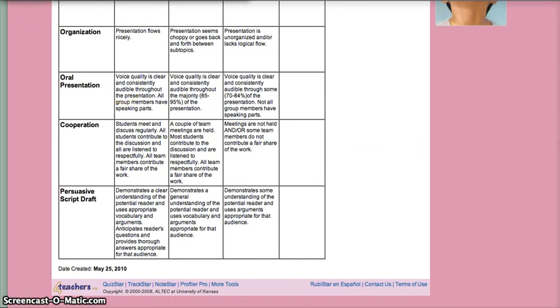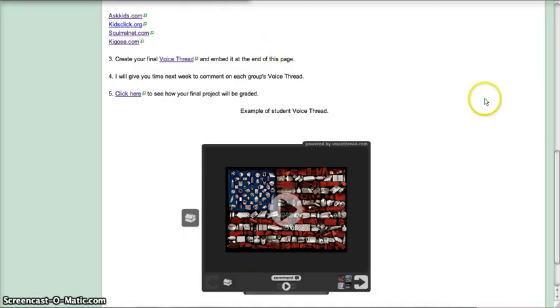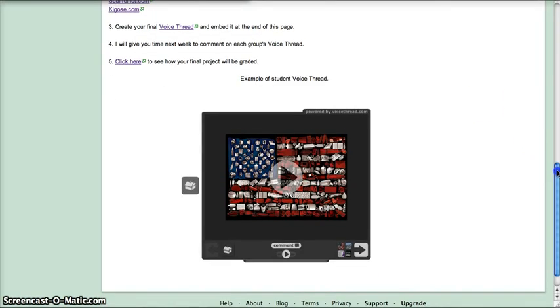And on their persuasive rough draft, I'd like to see that in there as well. The written form before they ever get started. They're making a plan, they're editing, revising as they go along. And here's an example where they will post their final voice thread for everyone else to view and comment on.